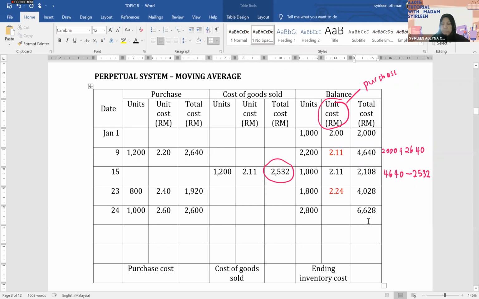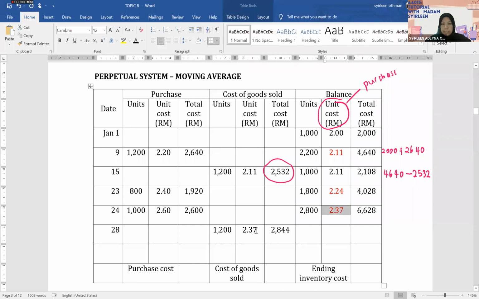Okay, so now kita akan ada kos yang baru. It's no longer RM2.24. Okay, so you have 6,628. Okay, divide by 2,800. So, nilai dia ialah 2.367142. Panjang lah kat belakang tu. Okay, so kita ambil 2.37. Alright. Okay, so now kita nak jual. On the 28th, okay, kita jual 1,200 unit pada harga baru lah, RM2.37.